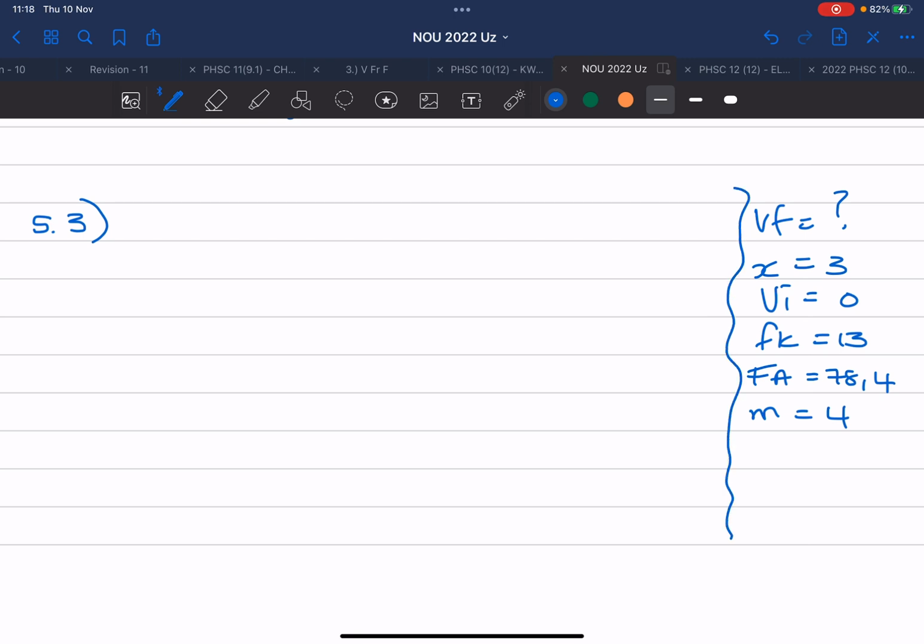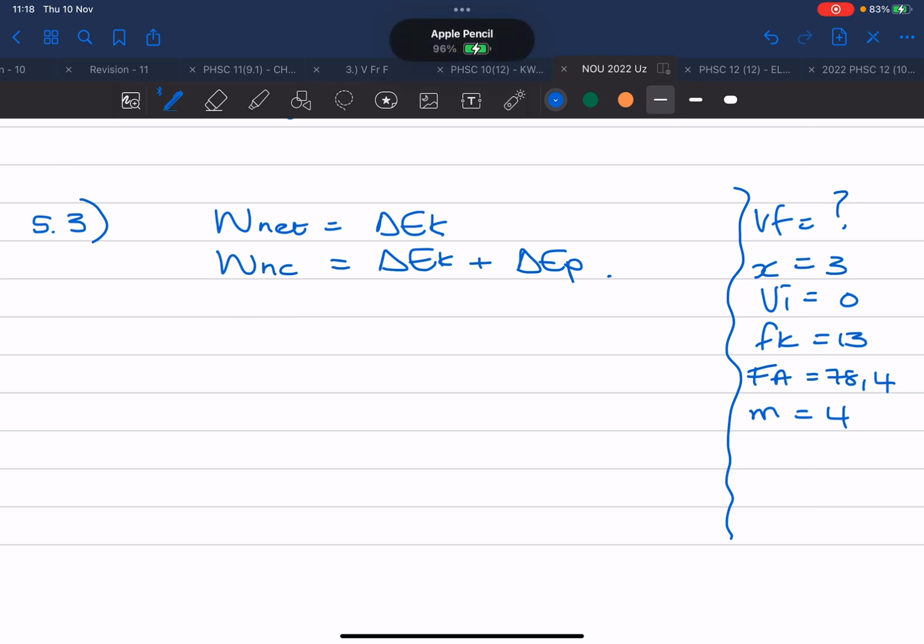Energiebeginsels, energy principles. There's one of 2 formulas that you can use. You can either use the net work done is equal to the change in kinetic energy, or you could have used the work done due to the non-conservative forces is equal to the change in kinetic plus the change in potential energy. Jy kan regtig enige een van die 2 gebruik. Een is net moeiliker as die ander ene. Okay? En dis nie altyd dat die eerste een moeiliker is as die tweede een of wat ook al. It depends on the question.